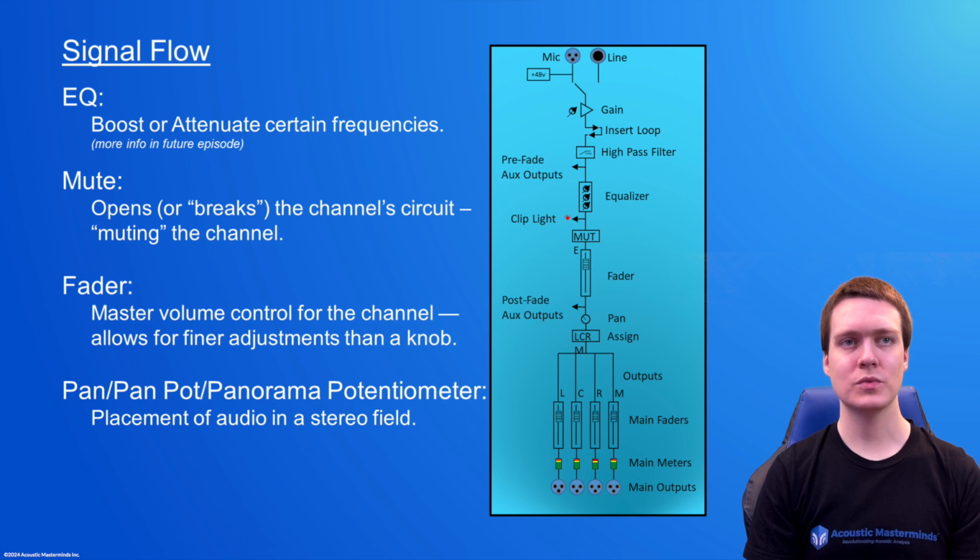The mute switch will mute the channel by opening or breaking the channel circuit. The channel's fader is the master volume control for the channel, allowing finer adjustments than a knob. The pan-pot, panorama potentiometer knob, will adjust the placement of audio in a stereo field, allowing you to move that channel's placement in your stereo image left or right.